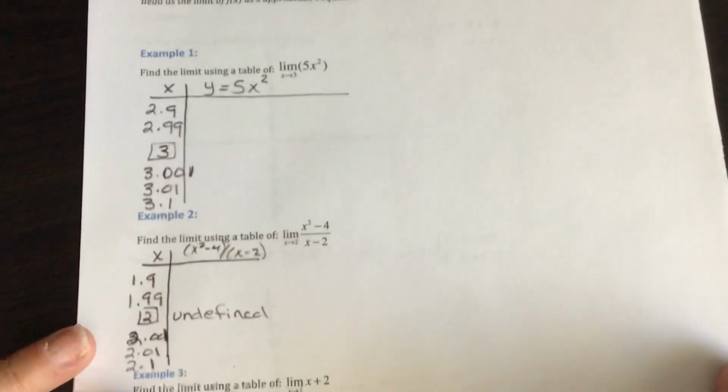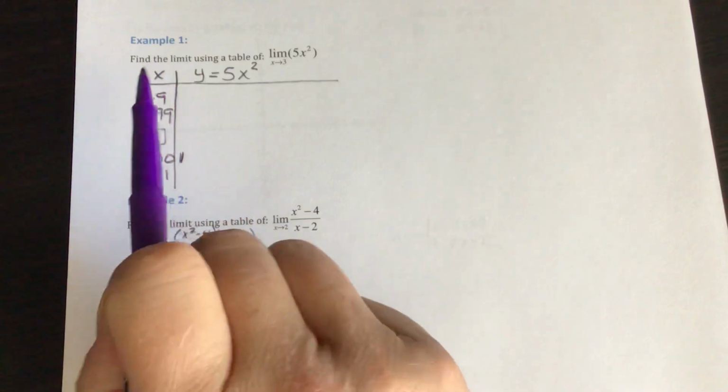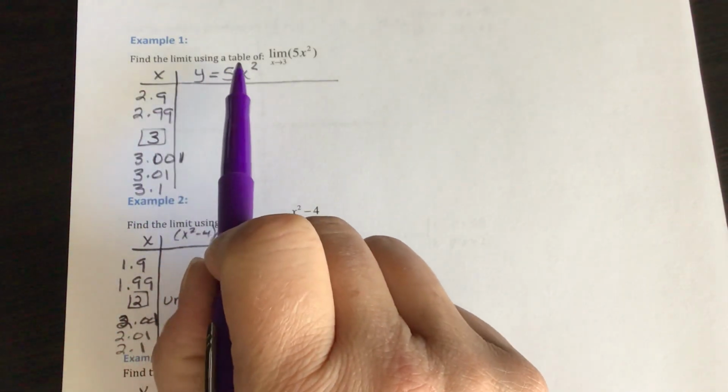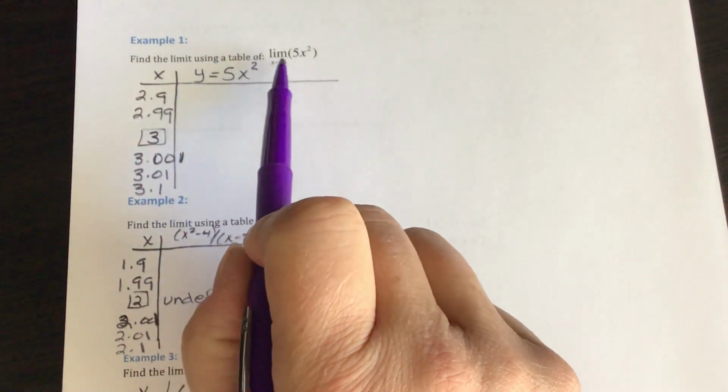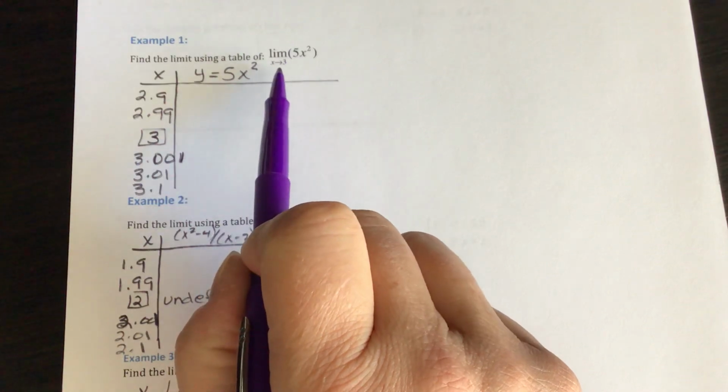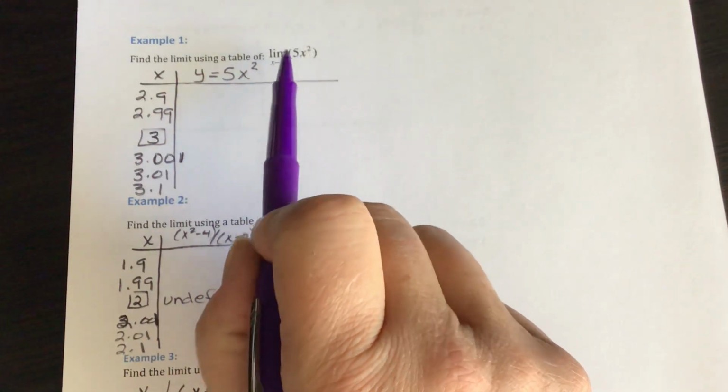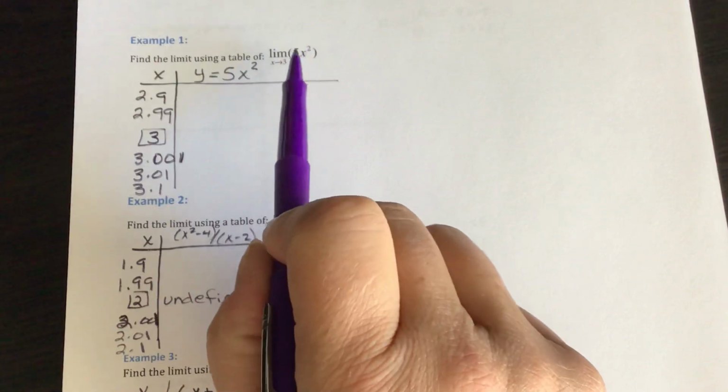So the first way we're going to look at this is through a table. And I've created some tables on Desmos that I'm going to show you, and I'll show you how to make a table on Desmos. But here it says to find the limit using a table of the limit as x approaches 3 of 5x squared. So 5x squared is our function.